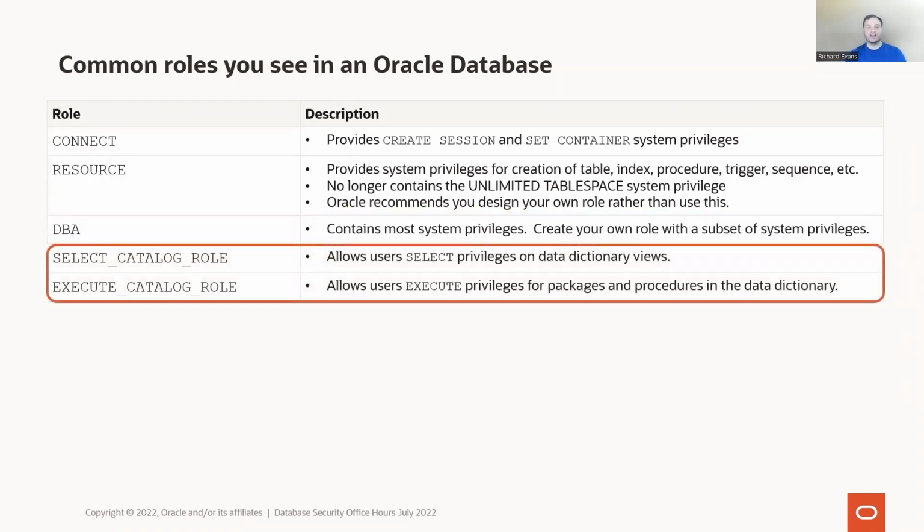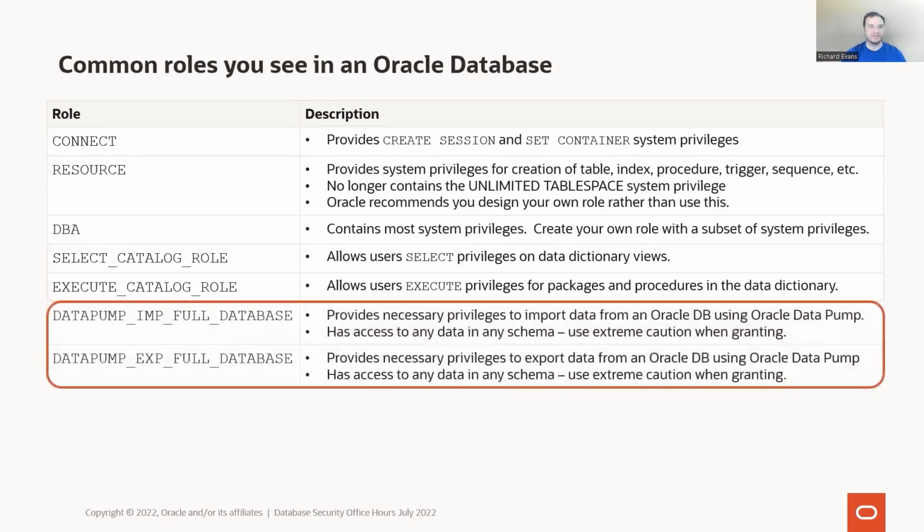Select and execute catalog roles, right? Data dictionary views, packages, procedures in the data dictionary. We see this a lot with maybe an Enterprise Manager. It's either select any dictionary or select catalog role. So there's some monitoring apps that do need access to these, but your daily users don't need access to these type of things, right?